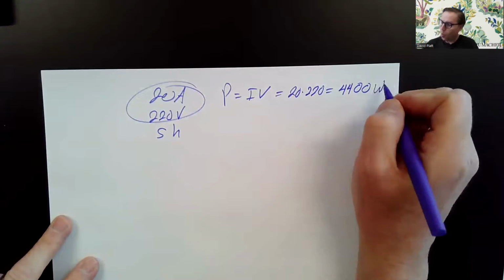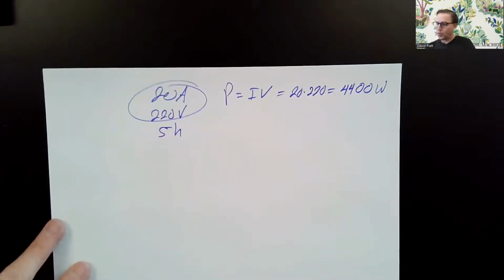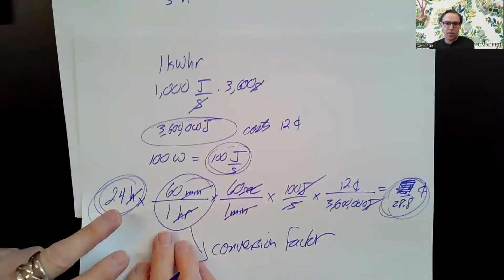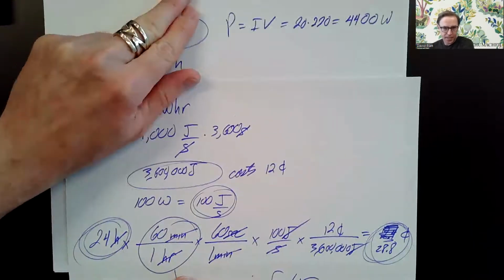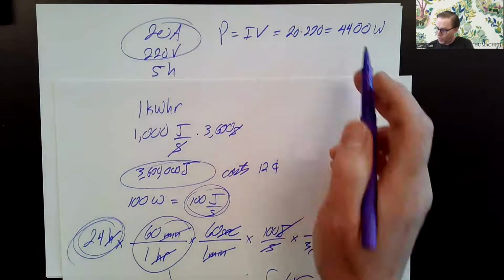4,400 watts for 5 hours. So I don't really need to write it all out. I'm just going to compare it to this. Instead of 24 hours, I'm going to write 5 hours. And then I'm going to do the same. There's still 60 minutes in an hour. There's still 60 seconds in a minute. And instead of 100 watts or 100 joules per second, there's 4,400.